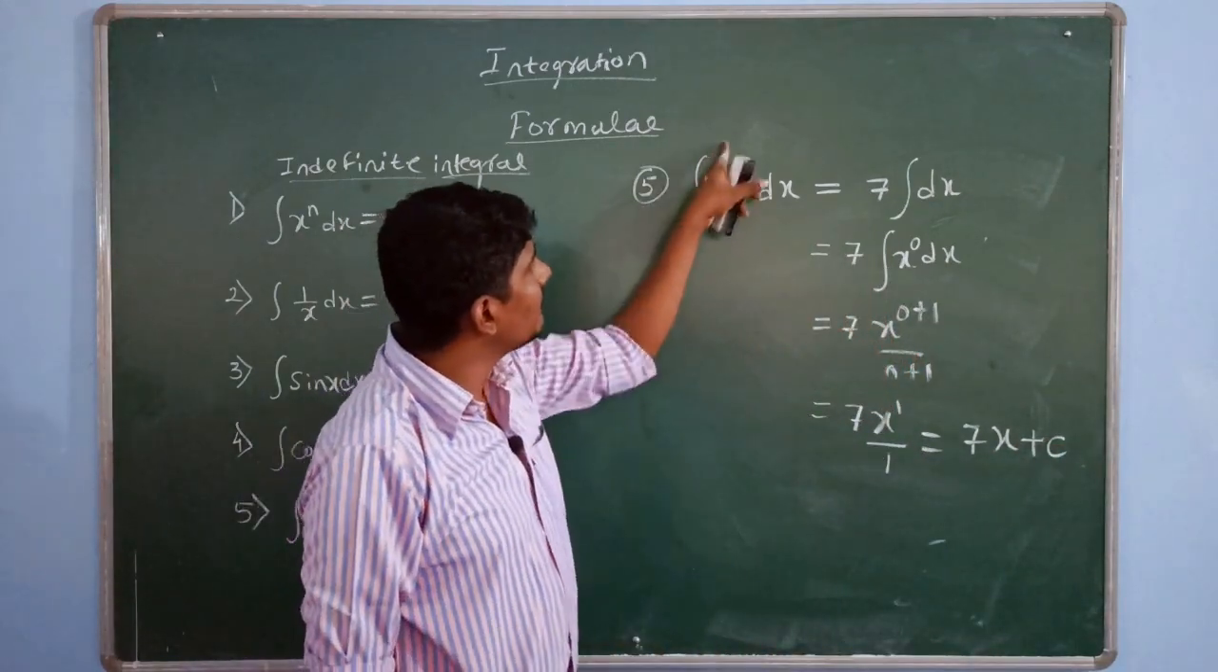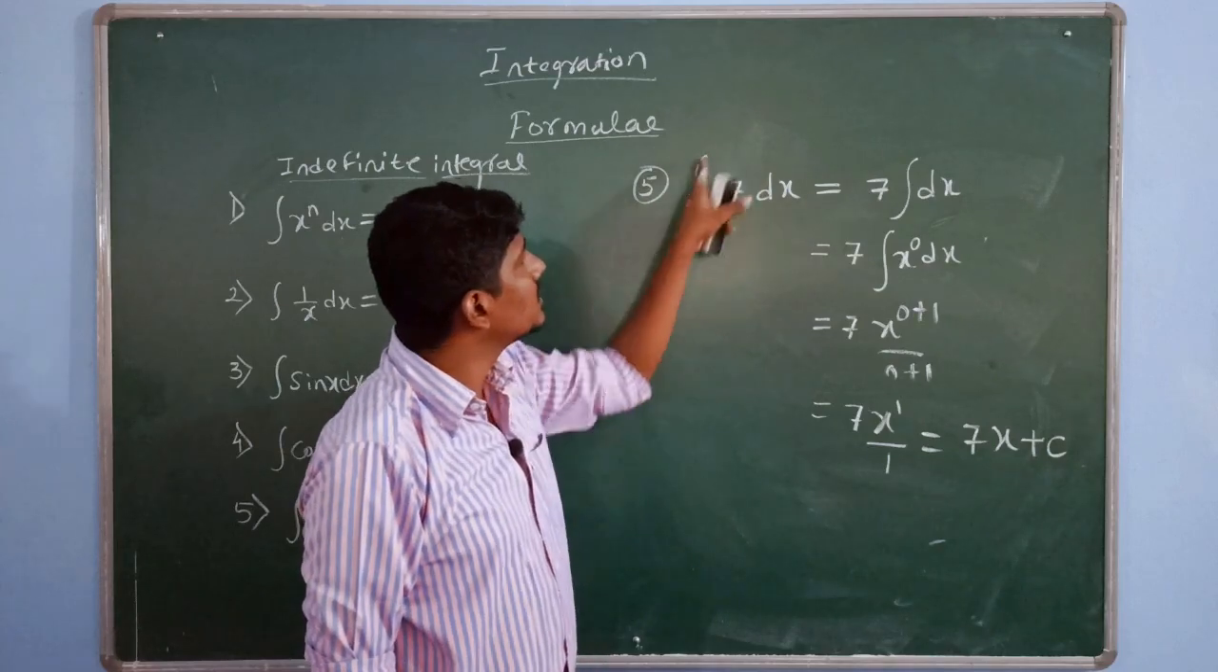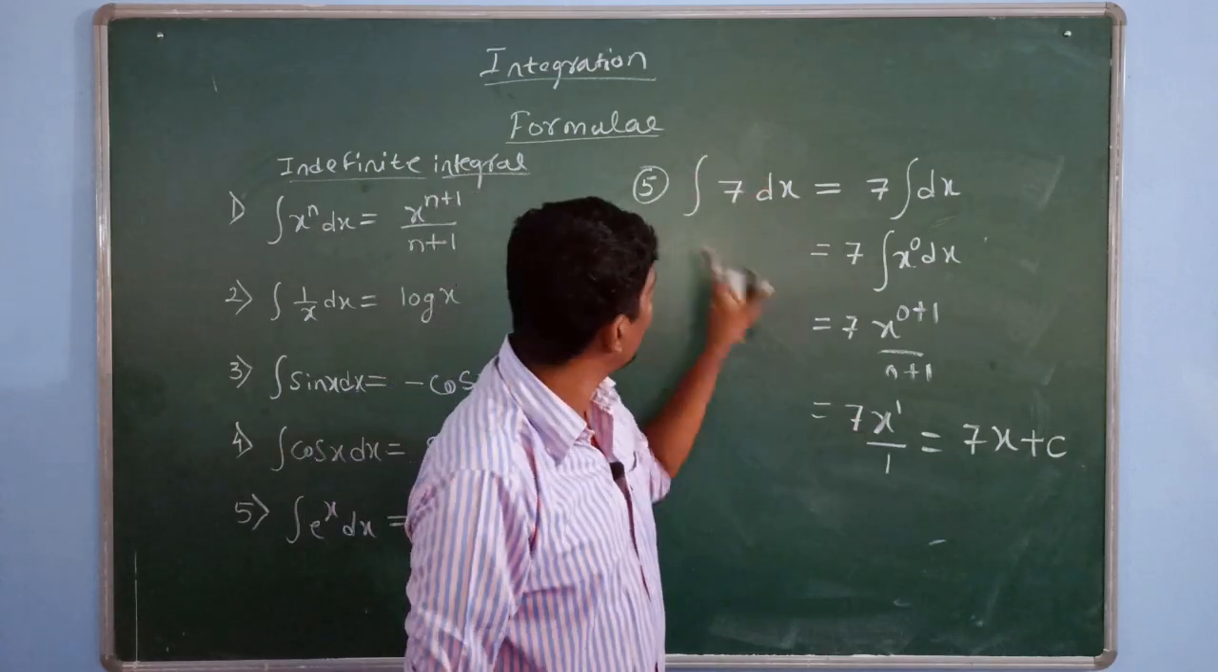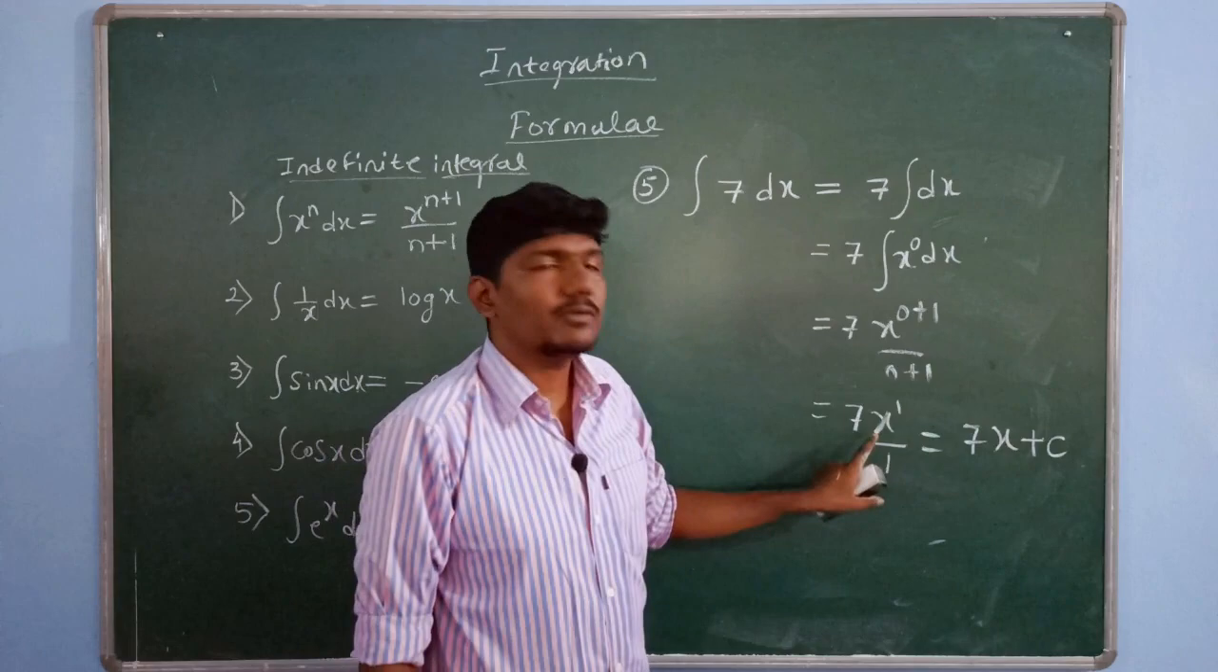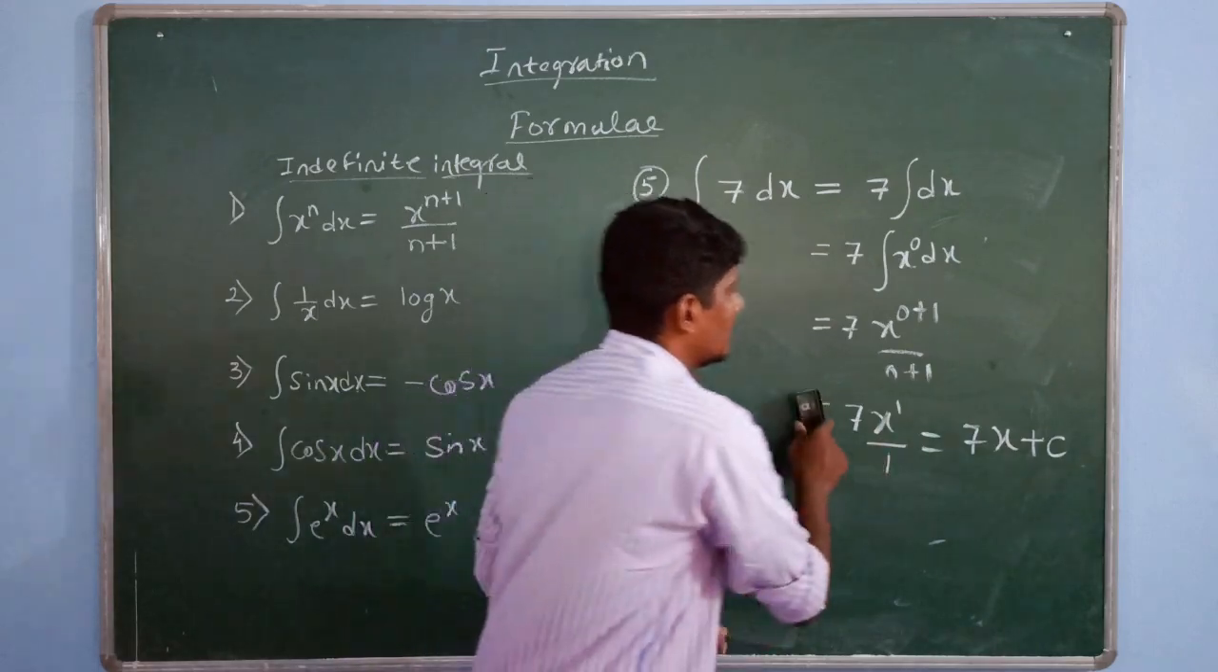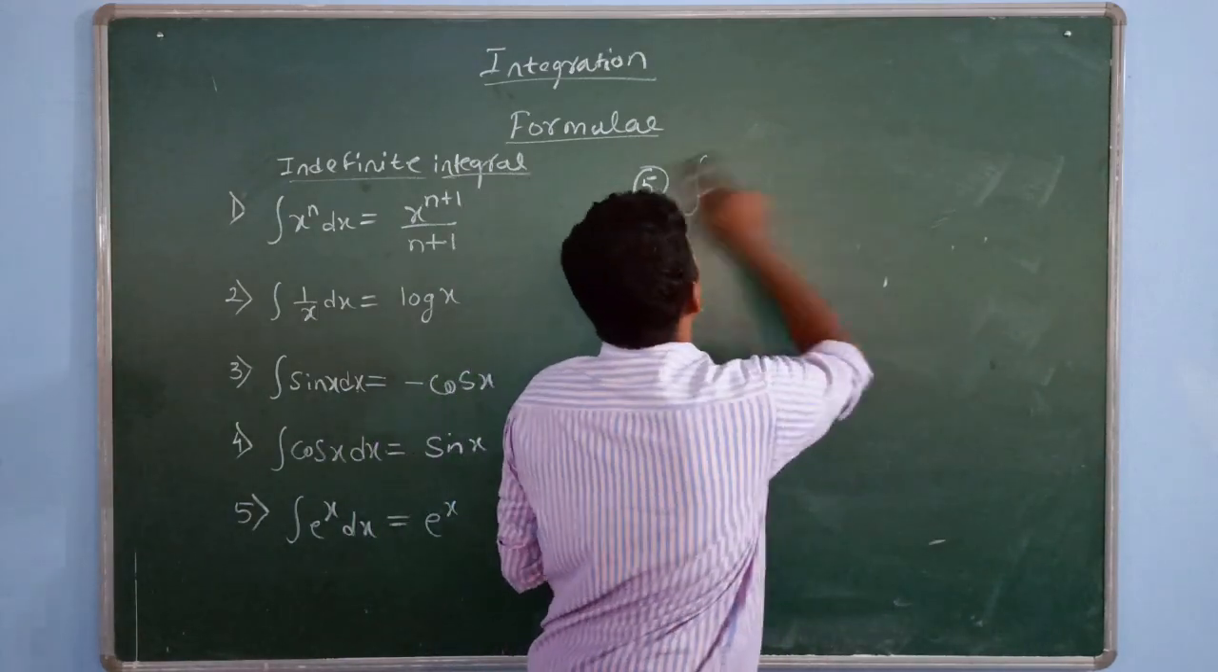So here if you get some limits like 1 to 2, 1 to 3, something like that, then put the value of the upper limit and lower limit in place of x. That is also possible in case of definite integrals.